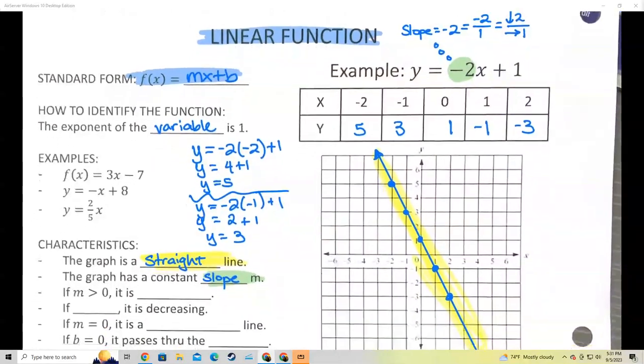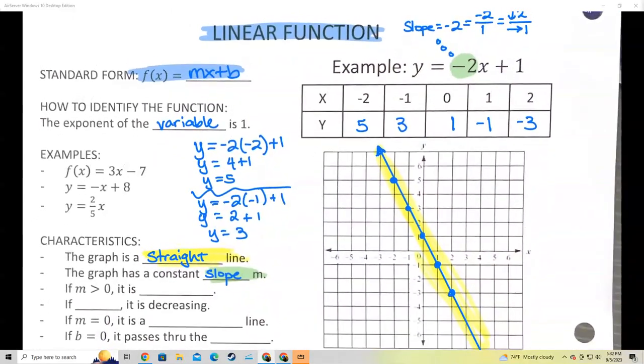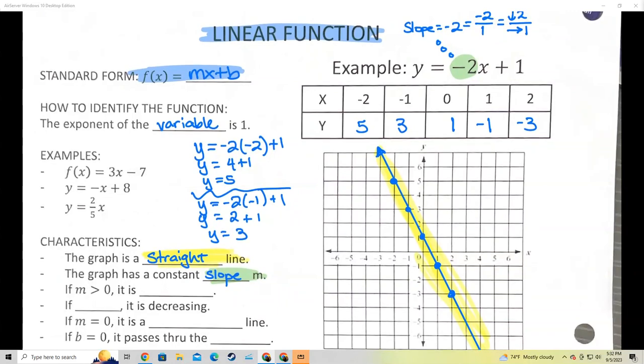The other stuff we're going to go through a little bit quicker. If your slope is greater than 0, then we call it increasing. You have an increasing graph because your graph is going to be going up as it goes from left to right. That's not what we have. We have a slope that's less than 0, which is -2. So if your slope is less than 0, like us, then it is decreasing because, again, as I go from left to right, my graph is going down.